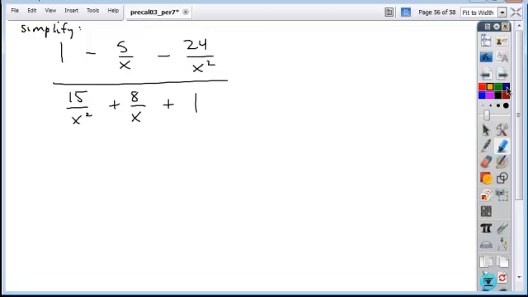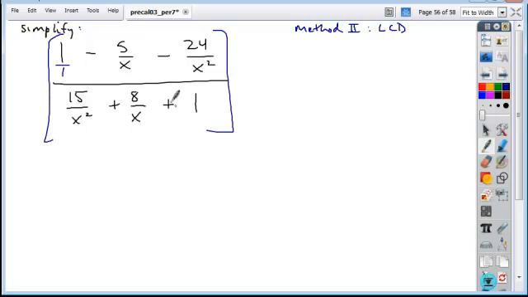Which is what I'm going to go through here. Okay, so if I use this second method, the LCD method, what we're going to do is treat this entire fraction as a whole, and we're going to multiply it by the LCD of every single fraction involved in the problem, top and bottom.